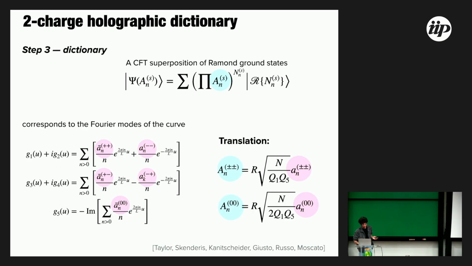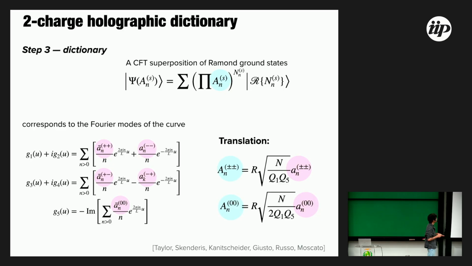So what is the translation? The translation is that in the CFT, if you take those Raman states that I put before, Raman ground states, and you combine them in a superposition with constants here, A's, you will produce a state. This is a specific superposition of states. You know who these are, and you put some parameters. You can choose the parameters you want, and you will produce different superpositions.